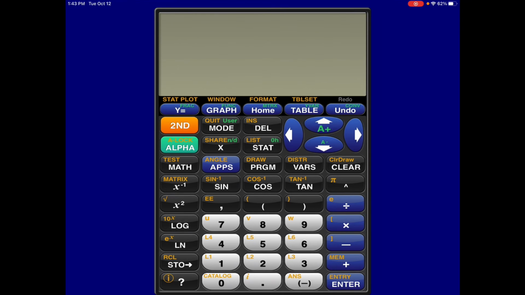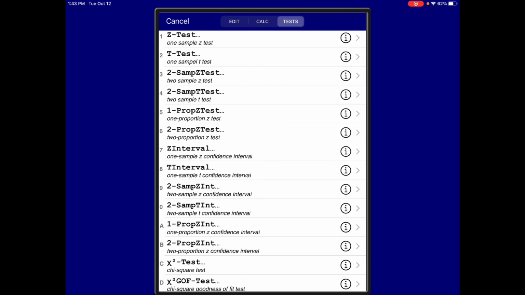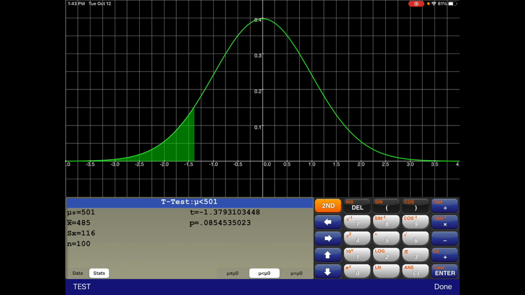On your graphing calculator, we're going to go to stat, to test, and to t-test. From there, we're going to enter in our mu naught value, which was 501, our x bar, or the mean of our sample, which is 485, Sx, which is our sample standard deviation, 116, and then our sample size, which is 100. Select the alternative hypothesis, which is less than mu naught, and select enter, and you should get a p-value along with your test statistic. The p-value that we have would be 0.0855 if we round to 4 decimal places.